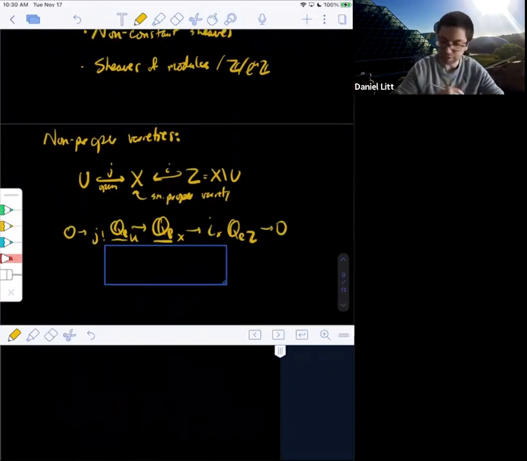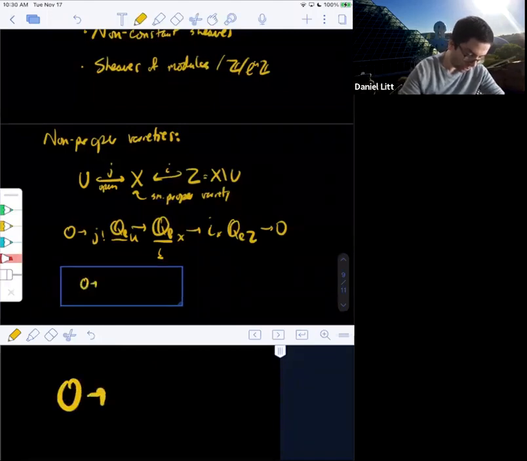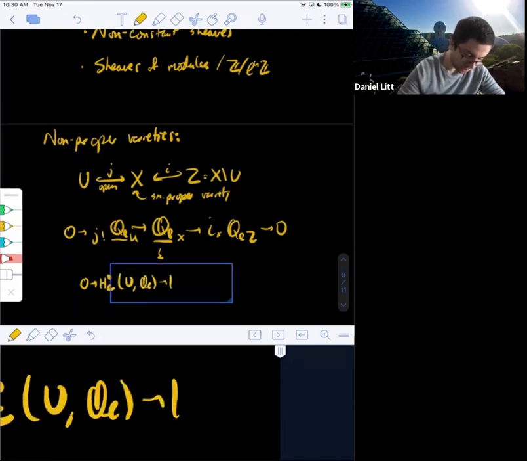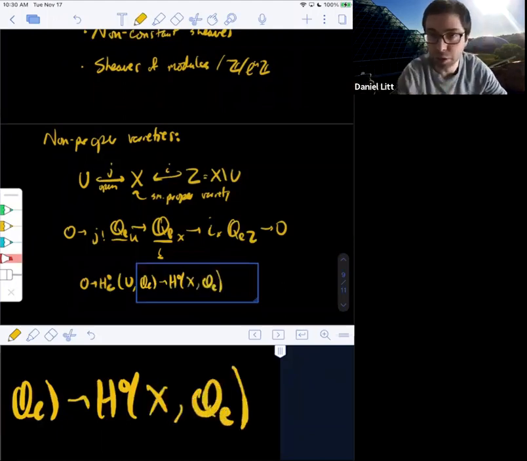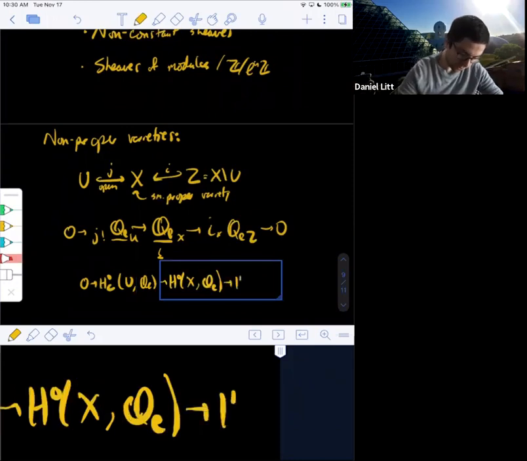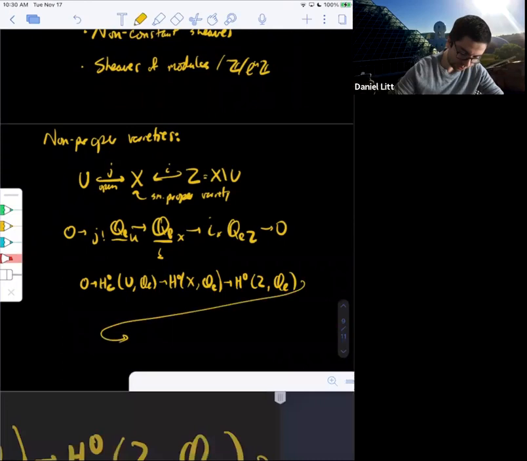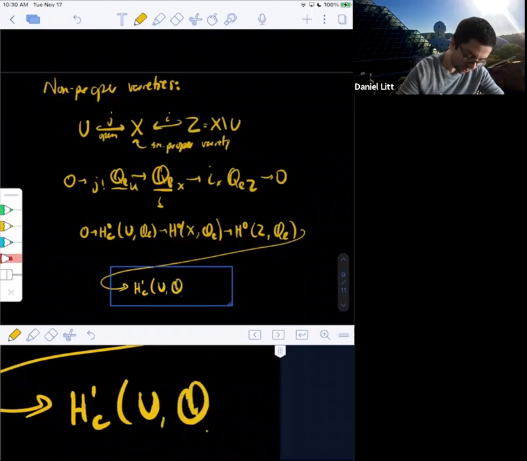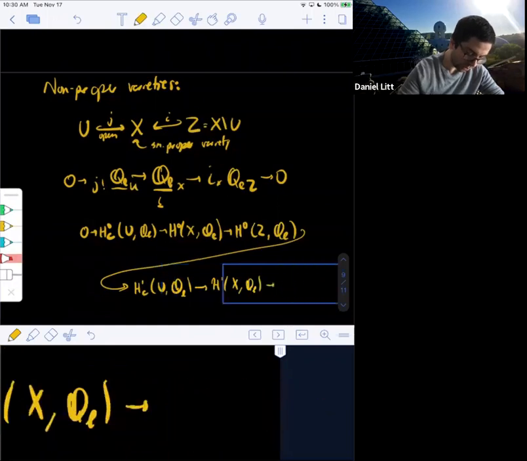And this gave us a long exact sequence in cohomology, right? So this gave us a sequence which looked like 0 to H0 with compact support of U with coefficients in QL, goes to H0 of X with coefficients in QL, and you could think of this as compactly supported cohomology or not. Because X is proper, this goes to H0 of Z with coefficients in QL, and then continues on to H1 compactly supported of U with coefficients in QL, H1 of X with coefficients in QL, and so on and so forth, right?